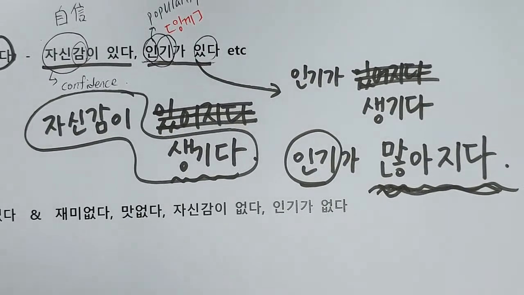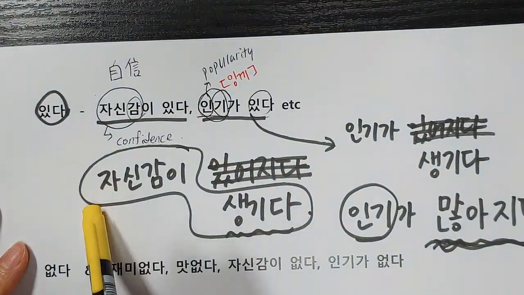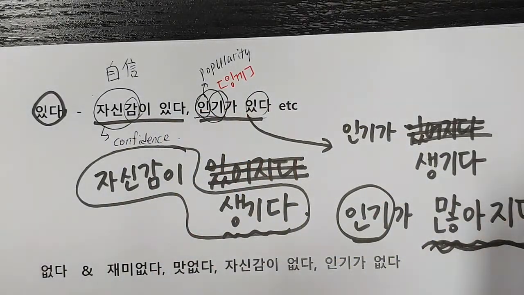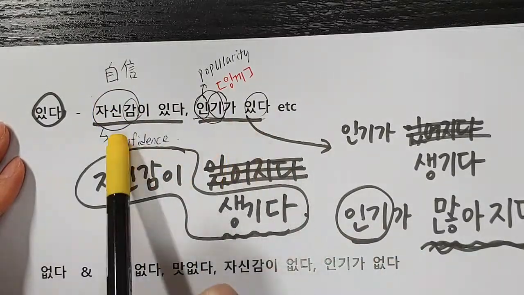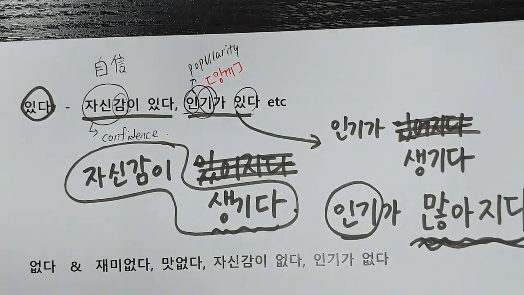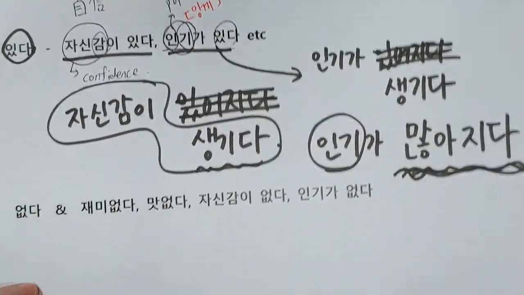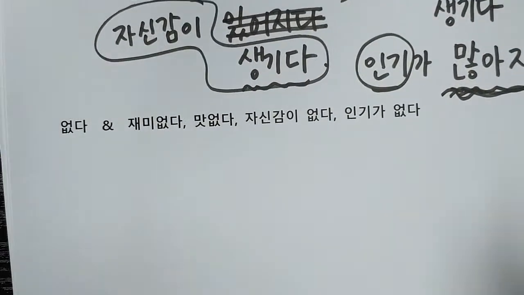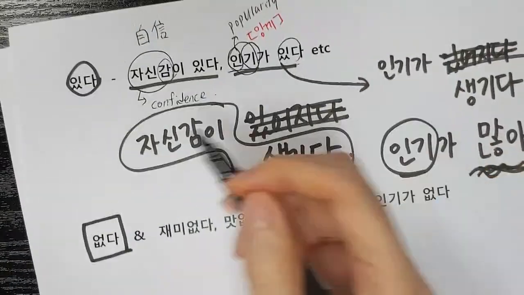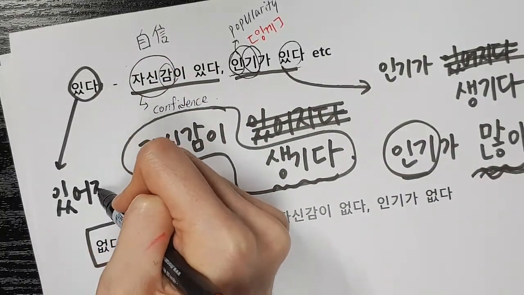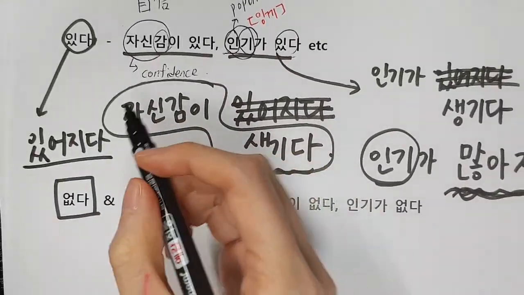So that's how it works for adjectives with 있다. Some can be combined with 아어지다 and sound natural, and if some adjectives are combined with 아어지다, like 자신감이 있다 or 인기가 있다, they sound quite unnatural. And the better way to say it would be using 생기다 or 많아지다. 그 다음에요, moving on to 없다, guys. So what's interesting about 없다 is that when you combine 있다 with 아어지다, it becomes 있어지다, right? But this is very rarely used.